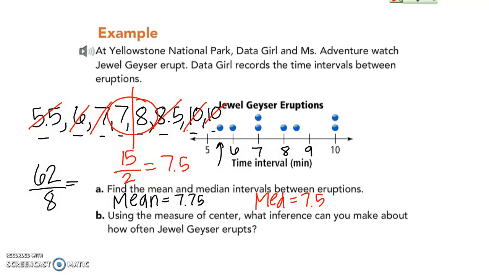Using the measures of center, what inferences can you make about how often the Jewel Geyser erupts? Well, we are looking to see that our measures of center are pretty close together, so we can predict that it is going to erupt every 7.5 to 7 3/4 minutes. Those measures of center are pretty close together, so we can expect around 7.5 minutes that it's going to erupt again.